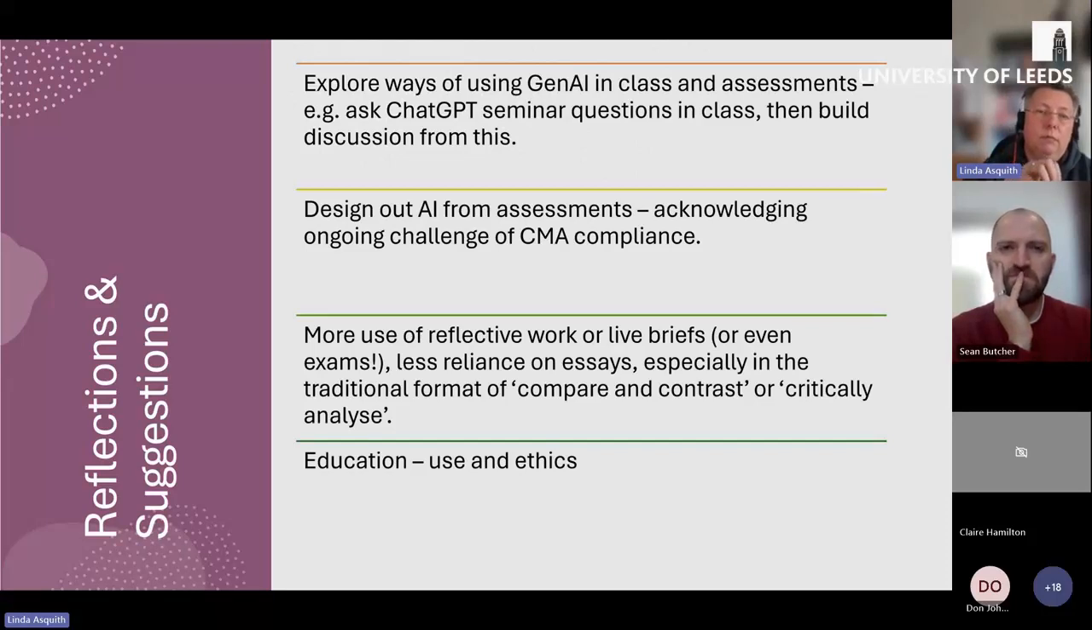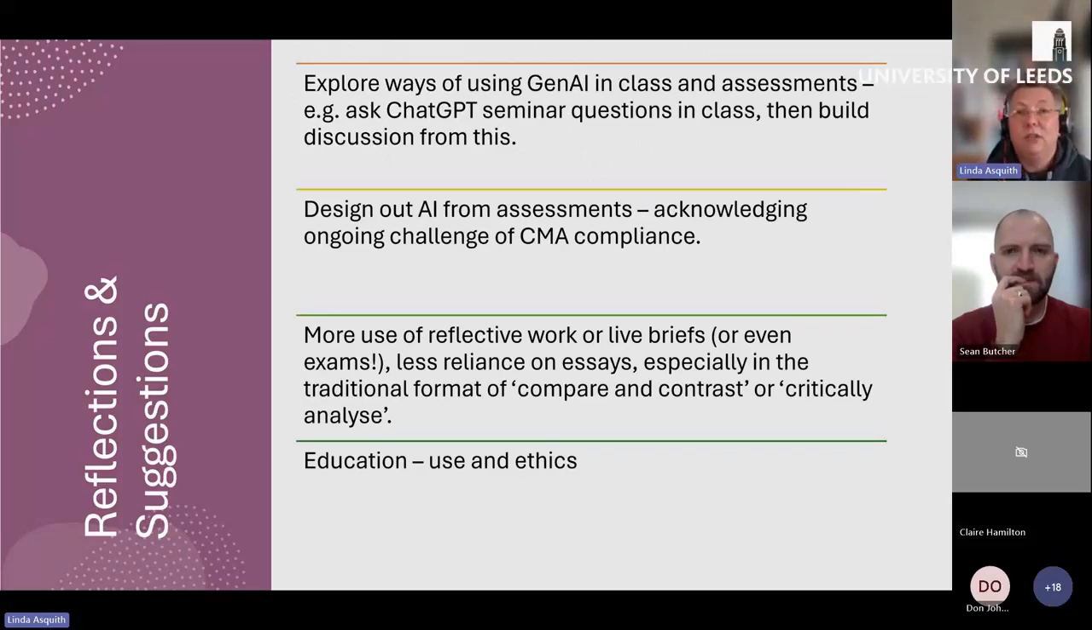So I think more use of reflective work, live briefs, or even, dare I say, exams, where they're in person and not online 24-hour exams, because otherwise you've still got the same problem. And I think less reliance on those traditional essays and that traditional format of compare and contrast or critically analyse. I was thinking back to many years ago when I did my degree.